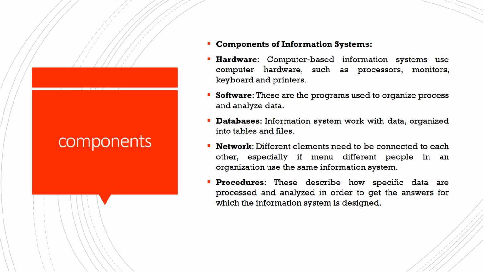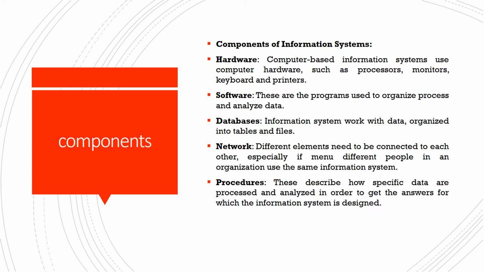What are the important components of the information system? Components are hardware, software, database, network and procedures. Hardware means the computer based information system uses computer hardware such as processors, monitors, keyboards and printers. Software means programs used to organize and analyze the data. Database, this is software. And what is actually a database? The information system works with the data organized into tables and files.